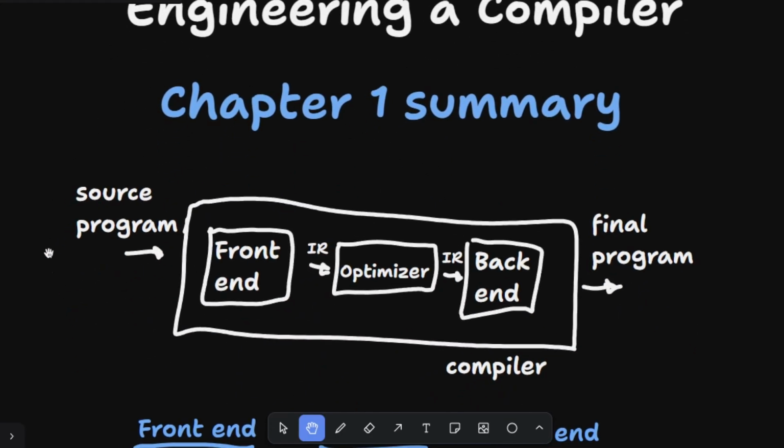So the book depicts a compiler as a source program going into the compiler, and then the compiler produces the final program. The compiler is made up of the front end, which converts the source program into an intermediate representation, which is neither the original code, it's just a representation of the original code, right? Then the optimizer does work on that intermediate representation and creates another intermediate representation, right? And then that's passed to the back end, which creates the final program.